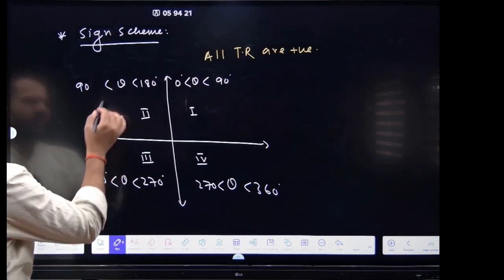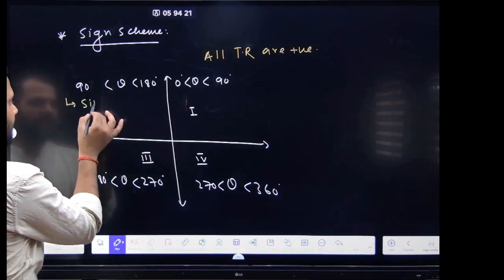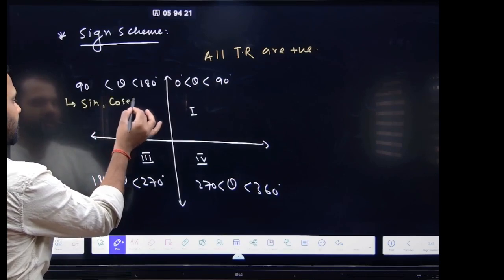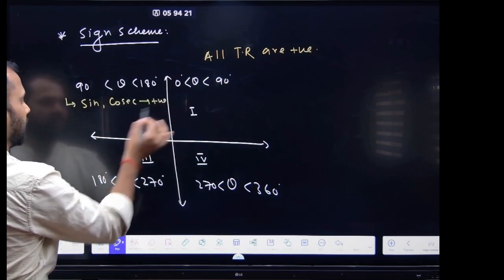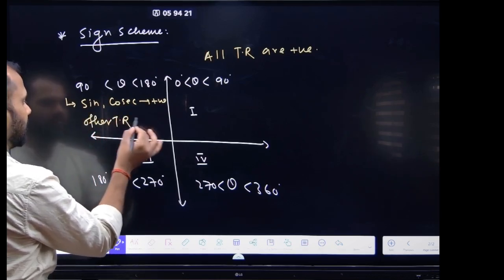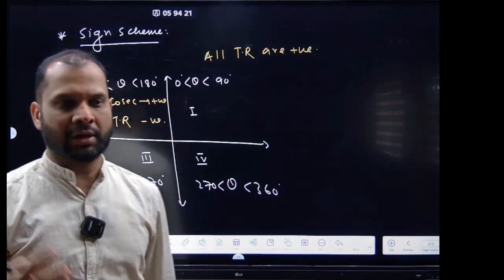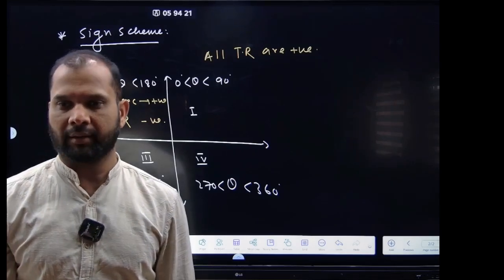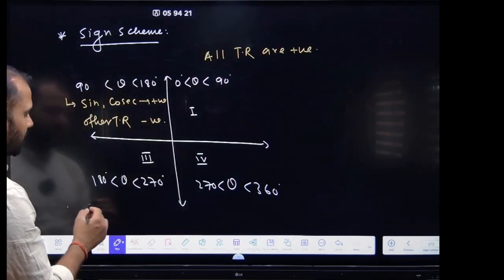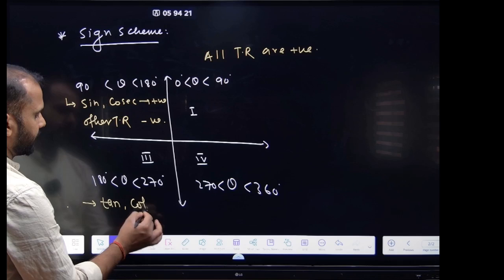In the second quadrant, what we can write, sine and the reverse of that, cosecant, will be positive. What about the other trigonometric ratios? The other trigonometric ratios will be negative. What are the other trigonometric ratios? Cos, secant, cot, tan. Similarly, here you tell me, in the third quadrant, tan and cot will be positive, right?